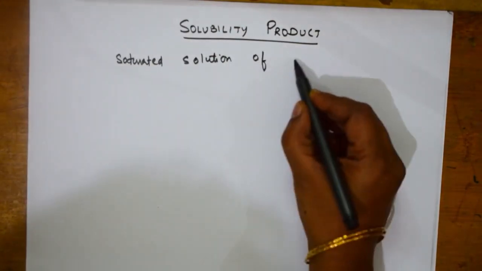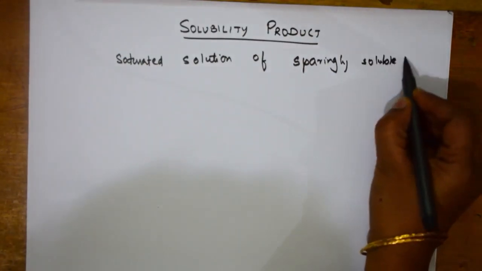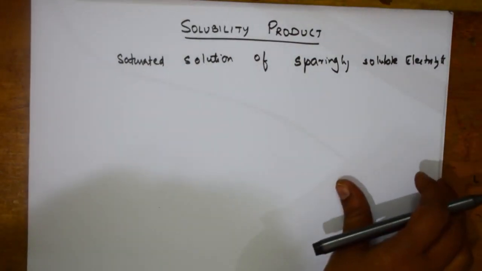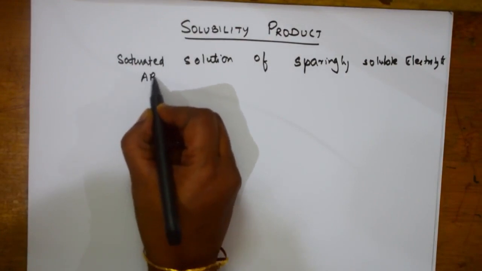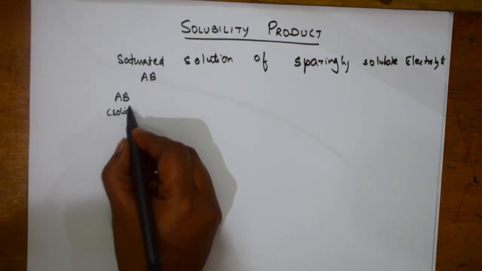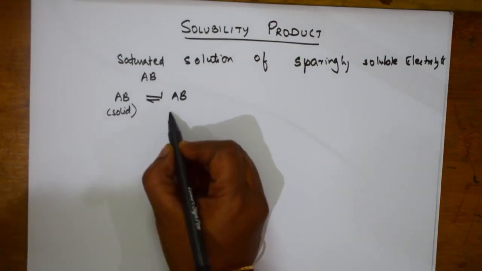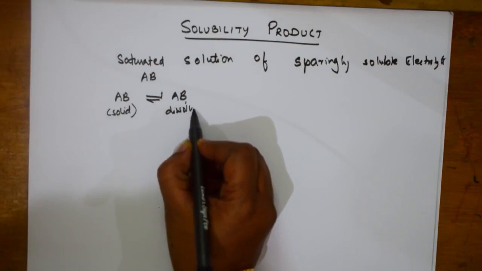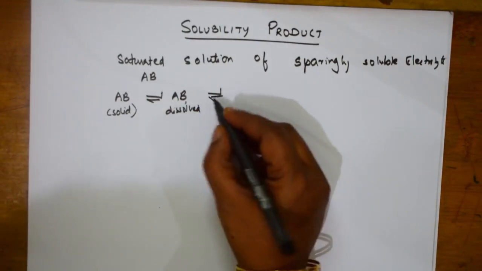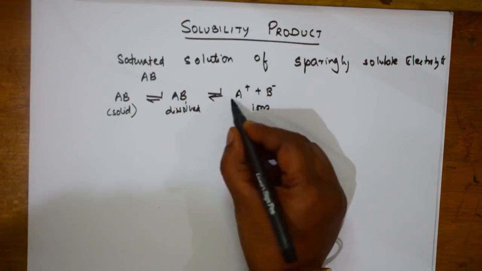I'm going to take a saturated solution of a sparingly soluble electrolyte. Let us name the electrolyte AB. This AB first of all is in solid state. Later I'm going to dissolve this, and when I dissolve it, it is still not ionized, it's still compact together. Further, when it completely starts dissolving, it starts dissociating into ions, that is A plus cation and B minus anion. These two are ions.